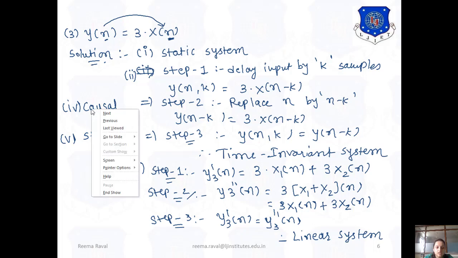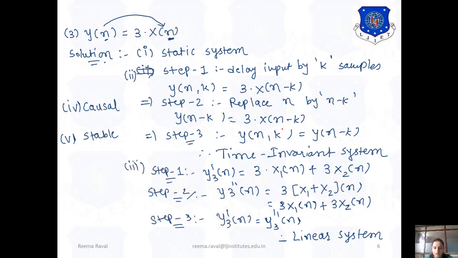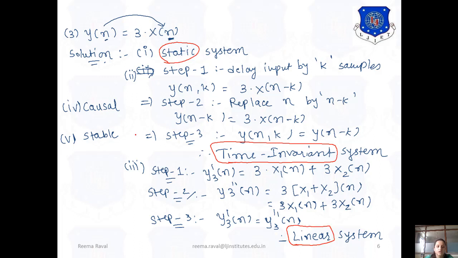As you can see from here, this system is a static system, that is the first property. Then it is a time invariant system, second property. Third, it is a linear system. It is causal and stable. So these are the 5 properties of the example y of n equals 3 into x of n.